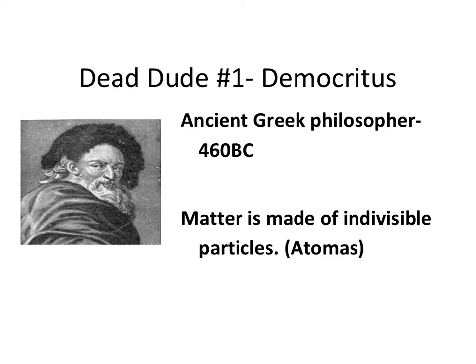We're going to start way back in 460 BC. We have a Greek philosopher, Democritus. And Democritus was a philosopher, which means he sat around and thought about stuff. He was really thinking about matter and what it was all made of, what is all this stuff around us. And he said that matter is made of indivisible particles.